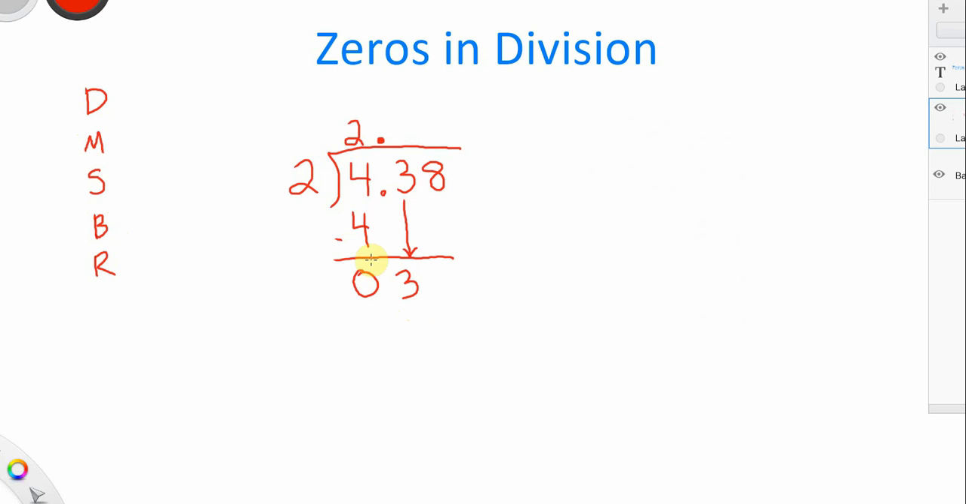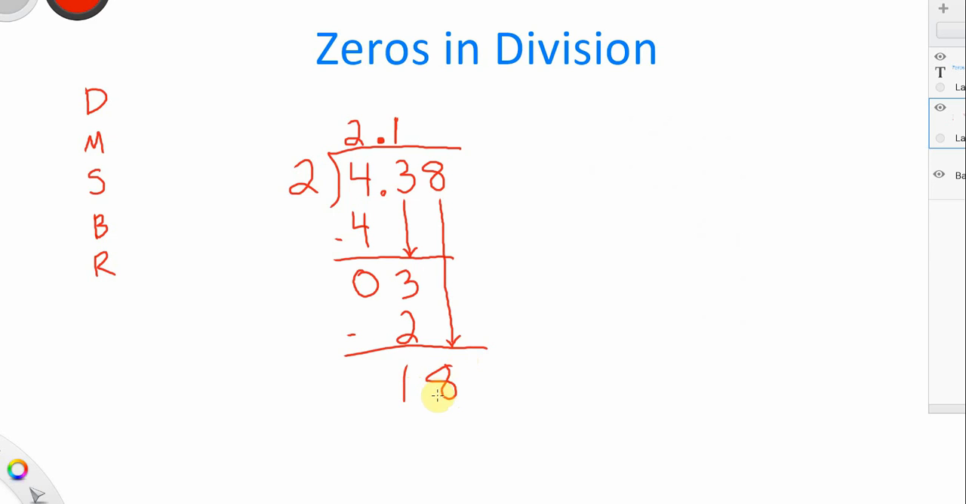So repeat, now I'm dividing again. How many times does 2 fit into 3? 2 goes into 3 one time. Now I multiply 1 times 2, that equals 2. I subtract, and I'm left with a 1. Now I have to see if there's anything left to bring down, and there is. And so I bring down that 8. And then I repeat again.